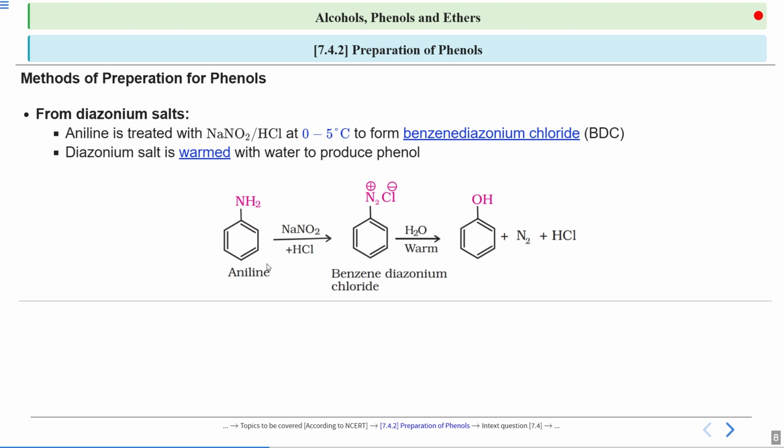So first this aniline is reacted with NaNO2 and HCl, and then you get your benzene diazonium chloride. When it is treated with warm water, you get a phenol because chlorine is a good leaving group. It leaves with H+, and this N2 group will also leave, making this carbon electron deficient. So OH will attack on this carbon and you will get a phenol. So this is the third method, how from diazonium salts you will get a phenol.